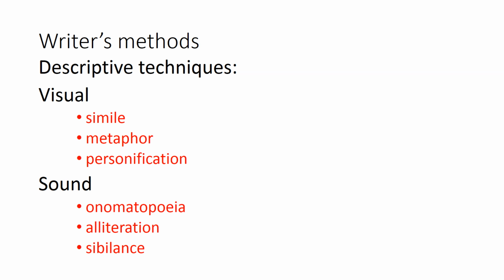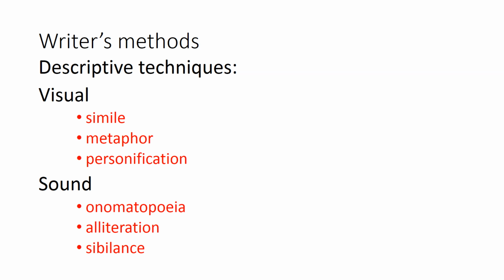When it comes to descriptive techniques, as you can see on here, both visual and for sound, these are imperative. I need you to be using similes, personification and metaphor, because how are you going to show me the place that you're setting the story or the description without these things? I need you to be using sound, onomatopoeia, alliteration, sibilance. I need the 5 senses.